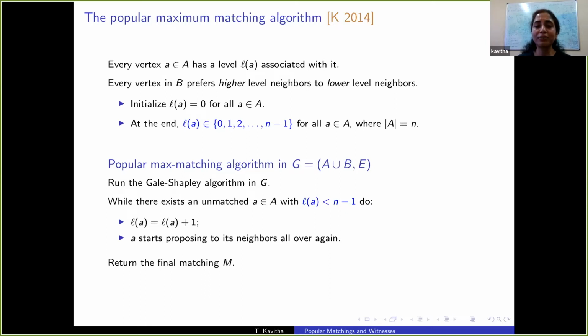It's not clear that the final matching is a maximum matching, let alone a popular maximum matching. But you could look up this paper. It's not a hard proof of correctness, but I won't be doing it here.